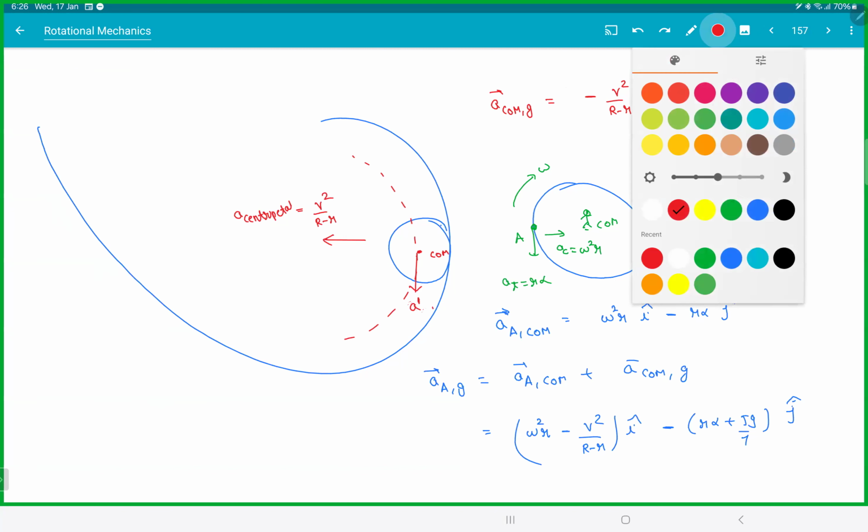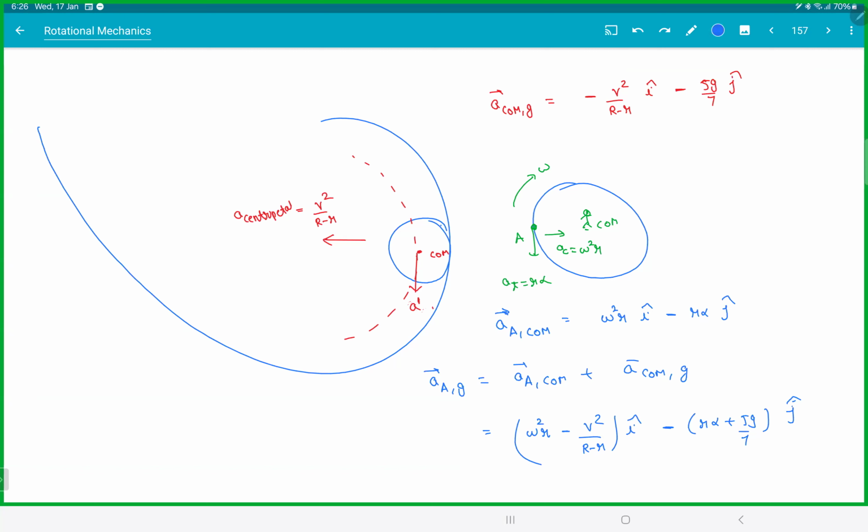Any doubts? Anyone not clear with any particular step? Can you explain again what you said about standing on the center of mass? So first find the acceleration of center of mass. Then stand on the center of mass and look at A, so the acceleration of A with respect to center of mass comes. Then add them. Two parts, right? First find the acceleration of center of mass, and with respect to center of mass find the acceleration of A, and when you add them you get acceleration of A with respect to ground. Okay.